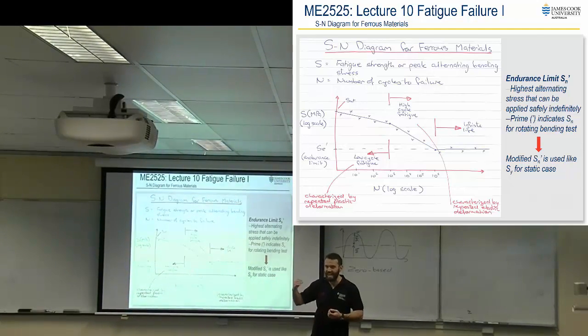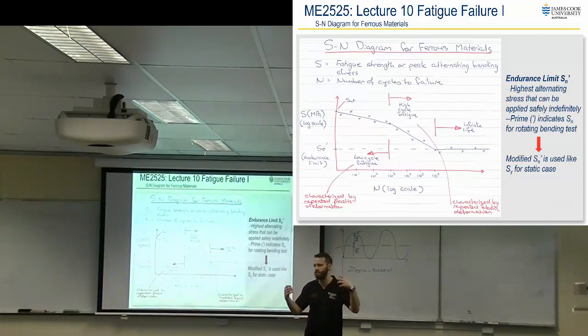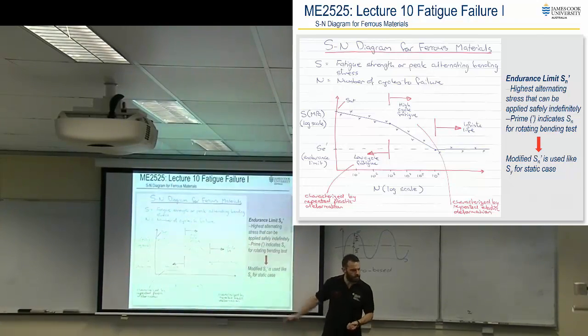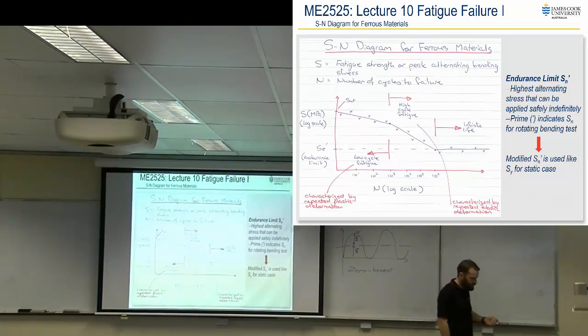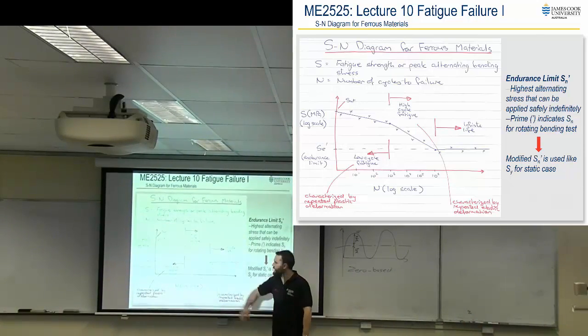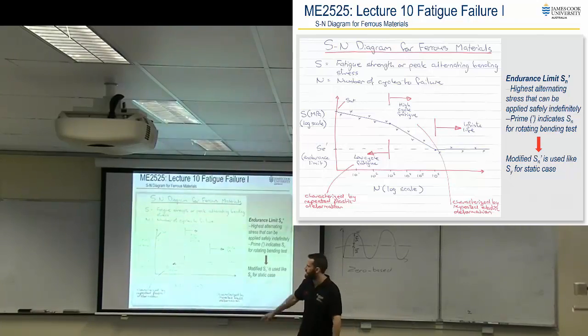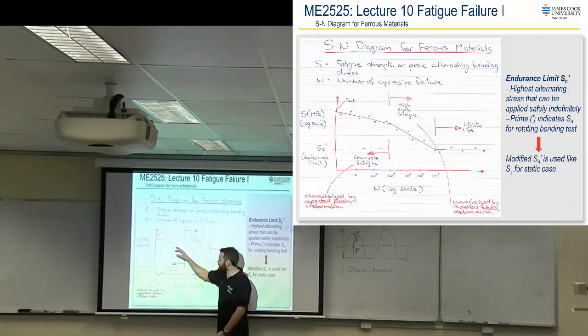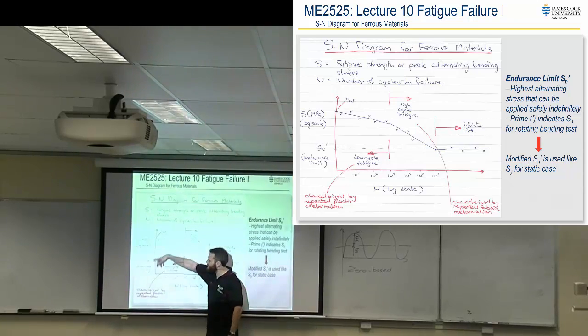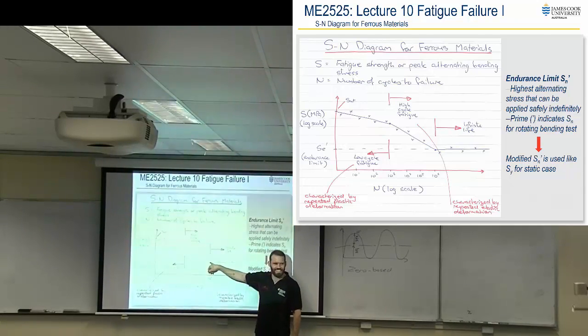That's why engine componentry and pistons and shafts and things like that are made out of steel, because steel is really nice in that respect. And so pretty much everything we calculate, we're going to calculate for infinite life. So we need to know this point. This curve itself doesn't really matter. What matters is the value of S at this point, at 10 to the 6 for steel.